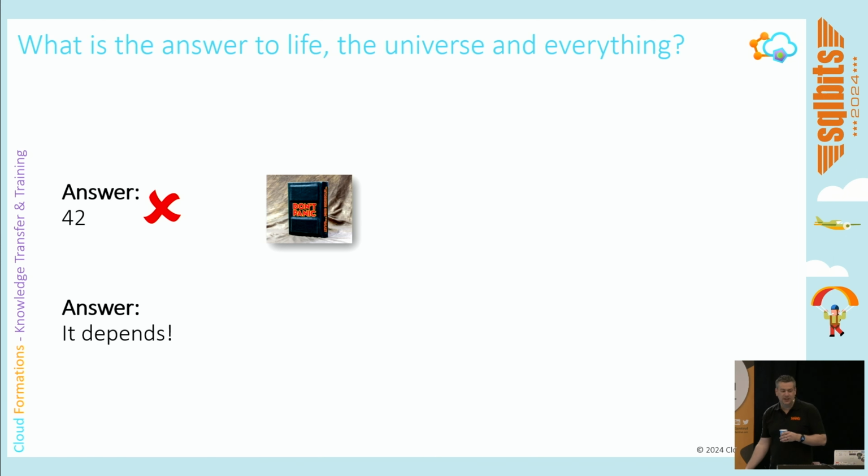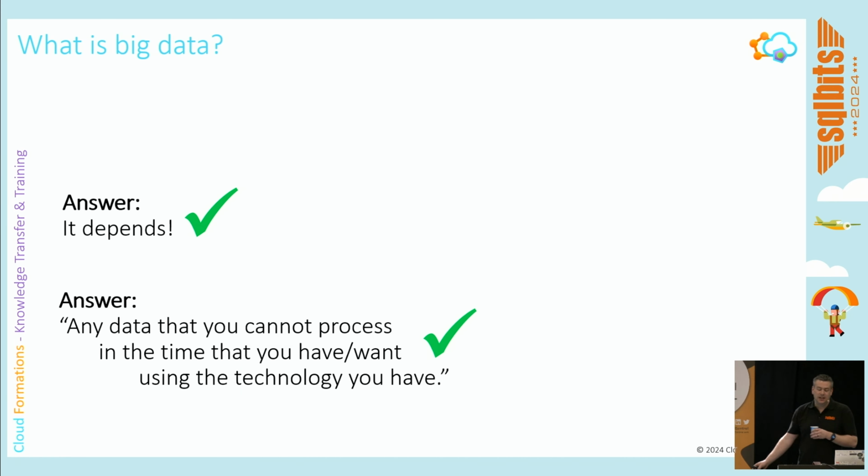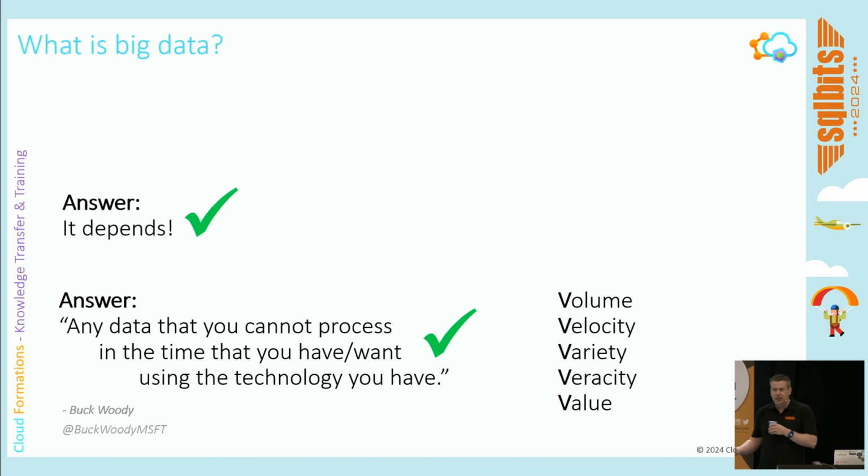Next question then, what is big data? It depends. Yeah, you see? No. I'm going to give you a different one. I like this answer: any data that you cannot process in the time that you have or want, using the technology that you have. I like this answer that I heard from Mr. Bookwoody. Do we know Mr. Bookwoody? Follow him? Good guy from Microsoft. And hopefully what we've obviously probably come to do with our big data over time as well is distill it into these 5 Vs. In my career, we started with 3 Vs: volume, velocity, variety. And then we've kind of extended it to the veracity and the value as well. But that's fine.